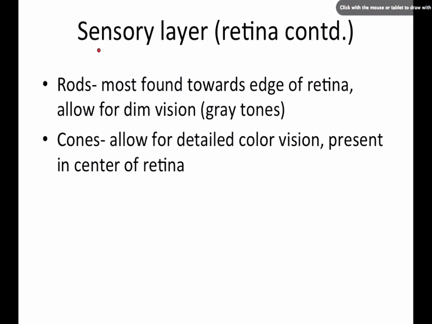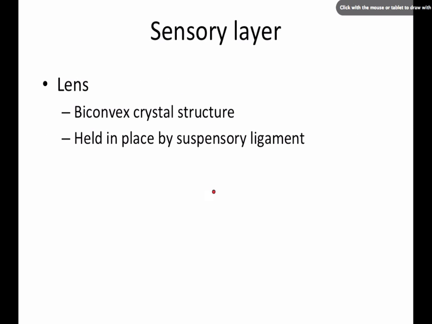Okay, so the rods are found most towards the edge of the retina. This allows for dim vision or gray tones. And then cones are your color vision, okay, and they're present in the center of the retina. Okay, so now we're into the lens. The lens is a biconvex crystal structure, and it's held in place by this suspensory ligament. And when you actually go through and dissect your eye, you'll see that the lens is actually a really hard crystallized structure.